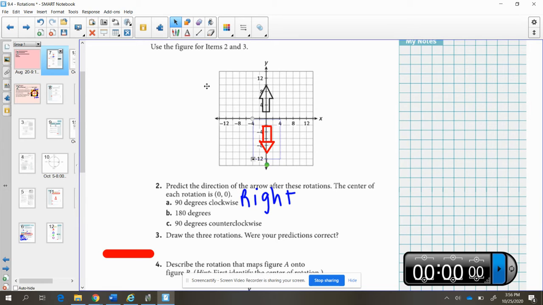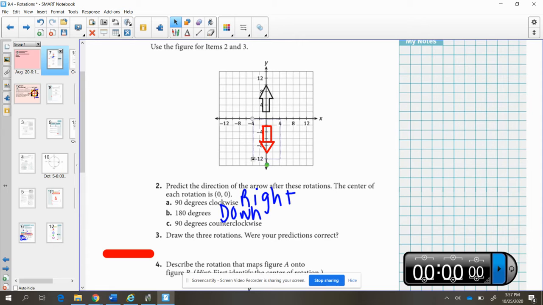It doesn't matter if we go clockwise or counterclockwise because it's 180 degrees. And again, it's rotated around 0, 0. So notice it's kind of that same location from 0, 0 as our original point. This one forces the arrow to point downwards when it's rotated that way.